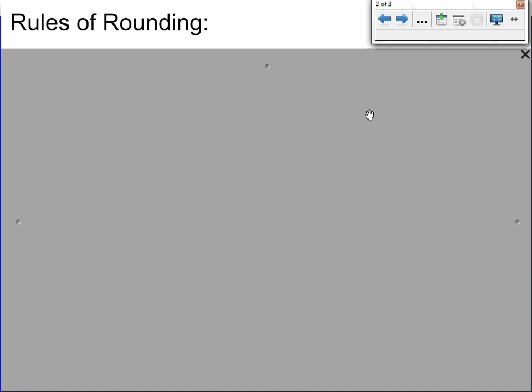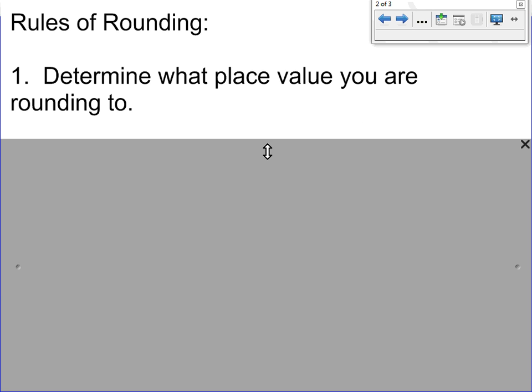First thing I want to do is review the rules of rounding. If you have your notebooks out, open to the notes that we took on Friday, awesome. If not, it's okay. You might also want to have that place value chart out in front of you. Just a quick review: the first step is to determine what place value you're rounding to, whether it's the tens, the hundreds, the tenths, the hundredths, the thousandths, whatever side of the decimal it is. You need to decide what place value and what number is in that place when you're rounding.